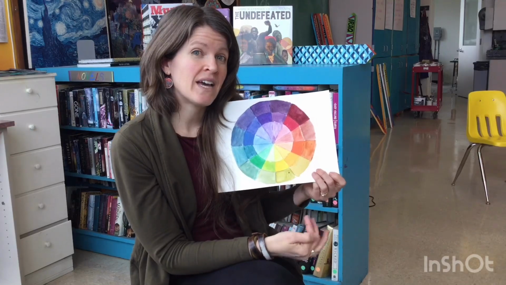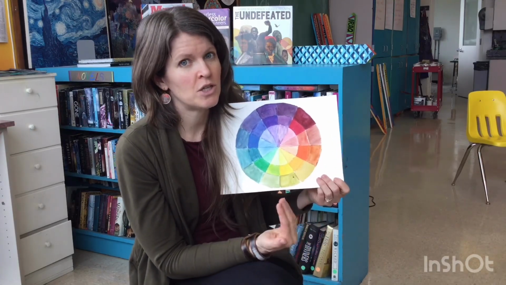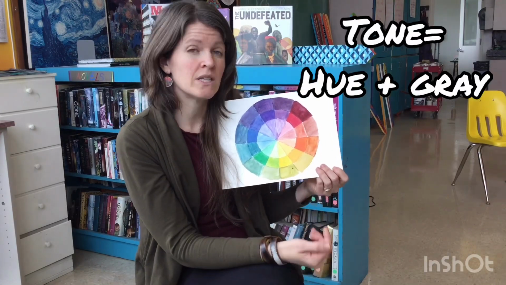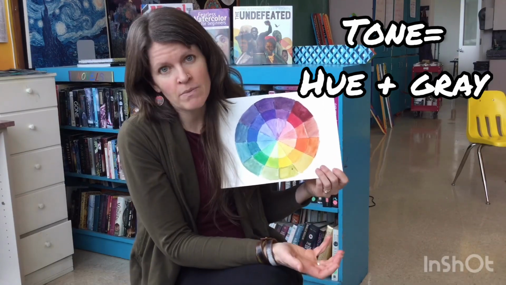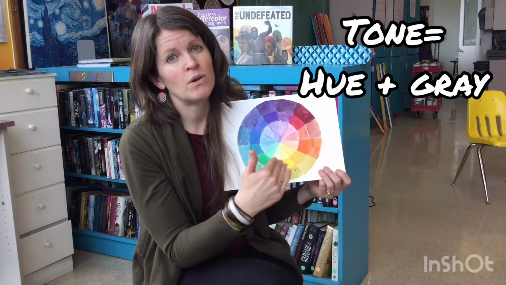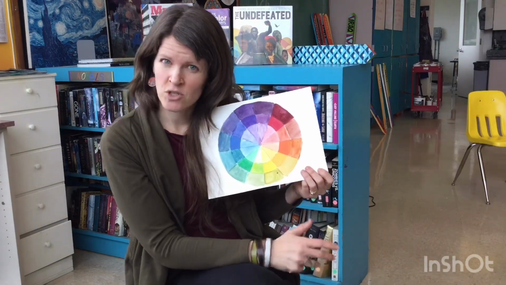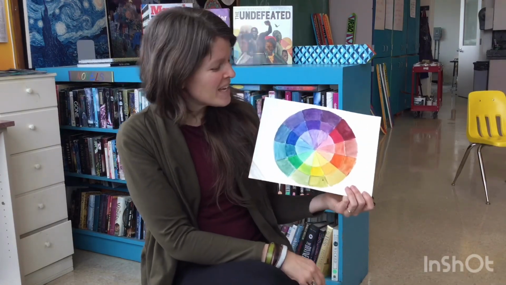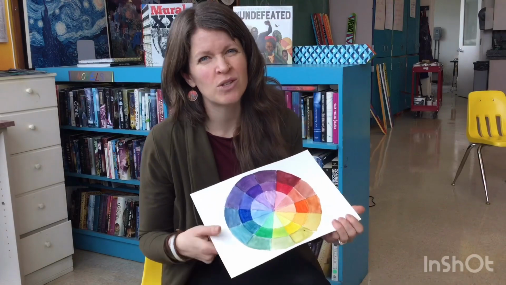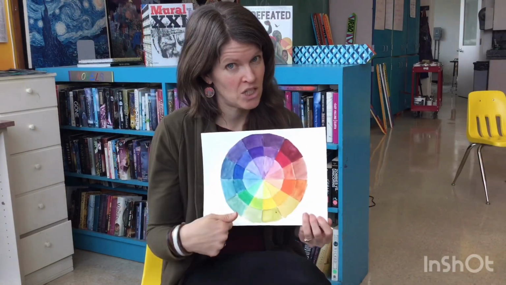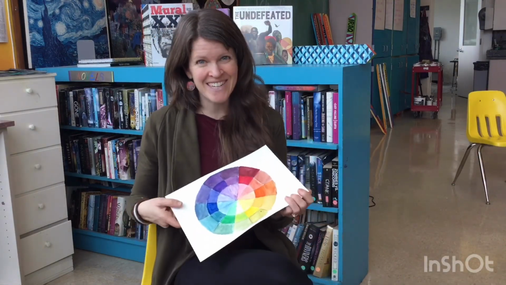If you wanted to add gray, that would be called a tone, okay? The tone is the hue plus gray. The reason you might add gray is to make the color more neutral, all right? It's gonna tone it down, okay? Now I wanna go ahead and show you what happens when you mix colors together. That's where you're really gonna start to understand the relationship between the colors. Let's take a look.